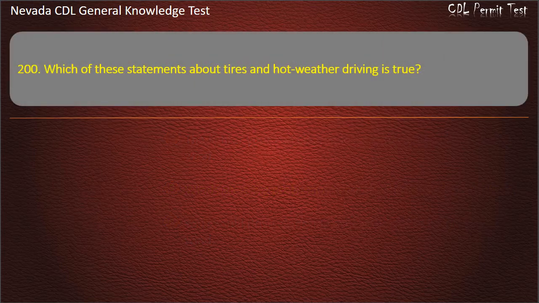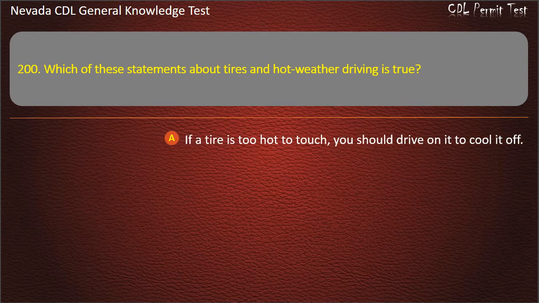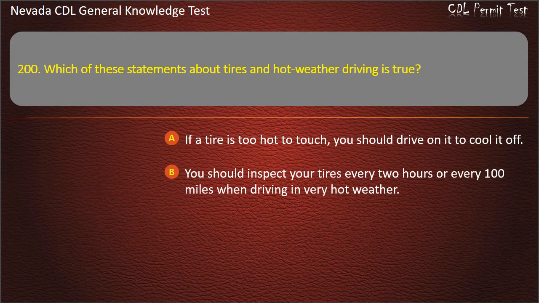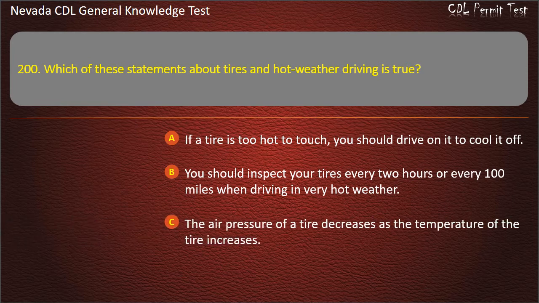Question 200. Which of these statements about tires and hot weather driving is true? If a tire is too hot to touch, you should drive on it to cool it off. You should inspect your tires every 2 hours or every 100 miles when driving in very hot weather. The air pressure of a tire decreases as the temperature of the tire increases. Answer. You should inspect your tires every 2 hours or every 100 miles when driving in very hot weather.